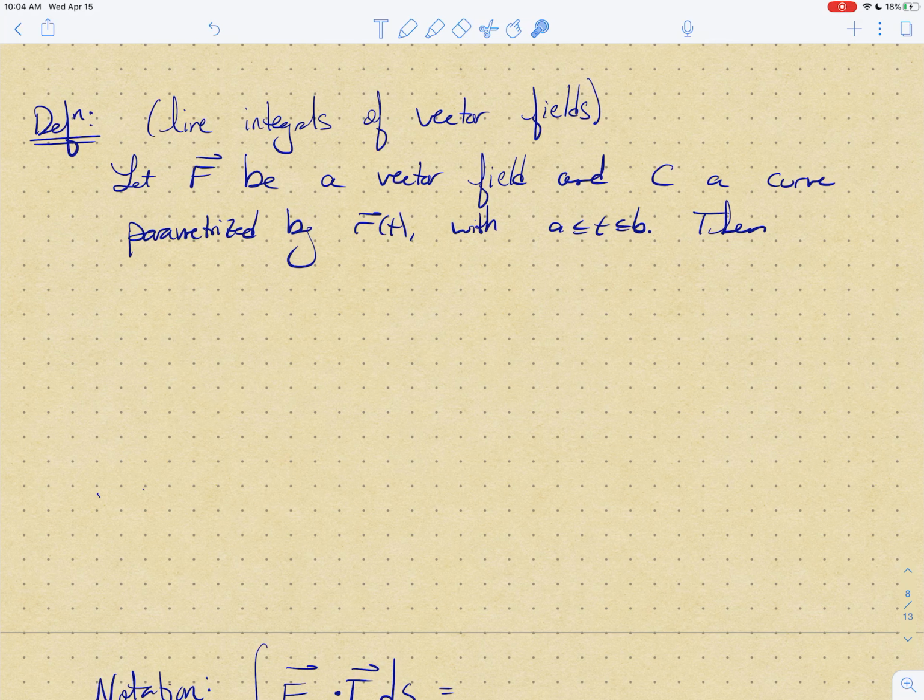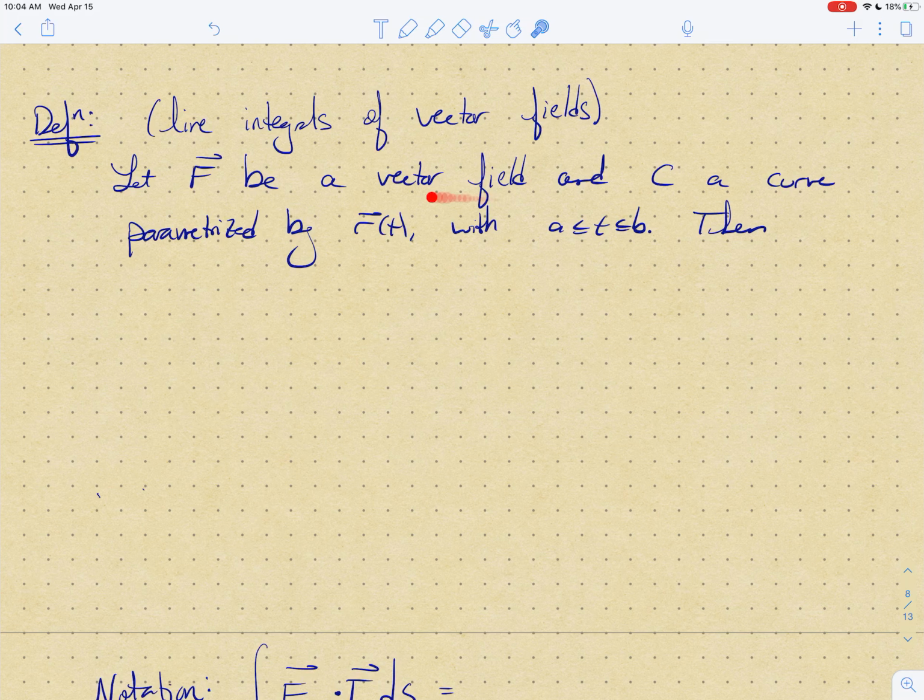Now, I'm going to intentionally not tell you whether your vector field spits out 2-dimensional vectors or 3-dimensional vectors. And likewise, I'm not going to limit C to being in the xy plane or a space curve. I'm going to leave it vague because it could be either one. When f spits out 2-dimensional vectors, C is going to live in the xy plane. When f spits out 3-dimensional vectors, C is going to be a space curve. And I don't want to have to write this twice, so we're going to combine it.